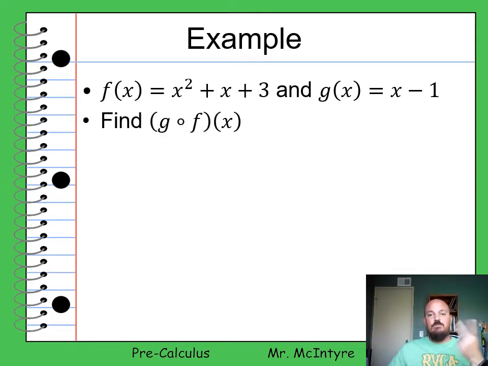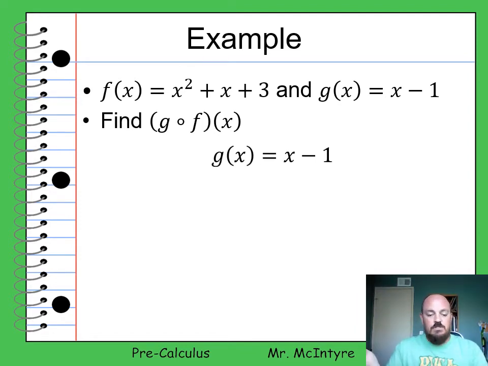This time I'm going to flip the letters around because I told you you can't just always plug g into f. You have to read the question and make sure you're doing the right thing. So when I asked you to find f of g of x, I was saying plug g into f. Now I'm asking you to find g of f of x, and I'm doing the opposite. I'm asking you to plug f into g. So to do this question, instead of starting with f of x, I would start with g of x.